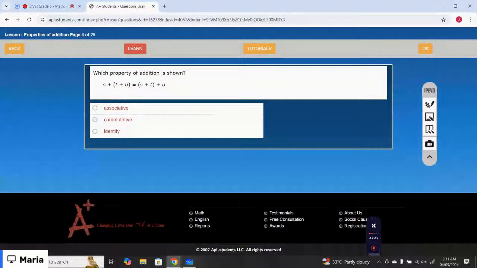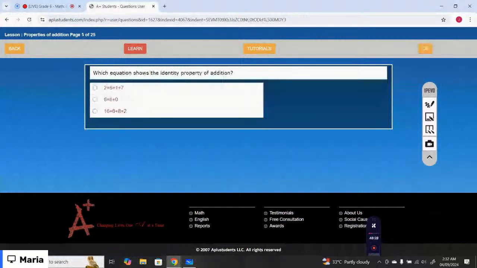Which property of addition is shown? s plus (t plus u) equals (s plus t) plus u. Which is the correct option? The correct option is again the associative property, right? Isn't it the same as the previous one?